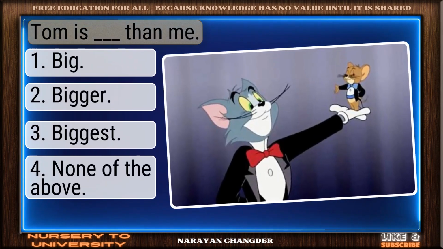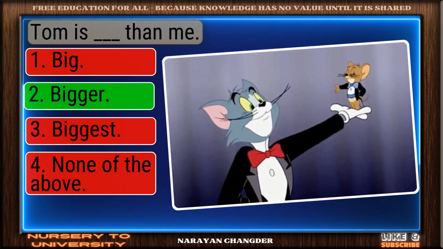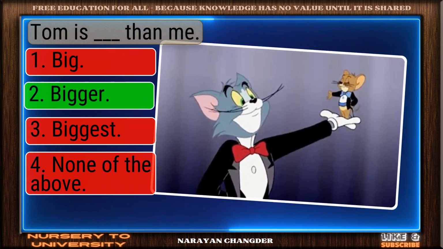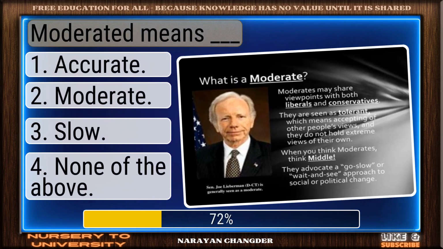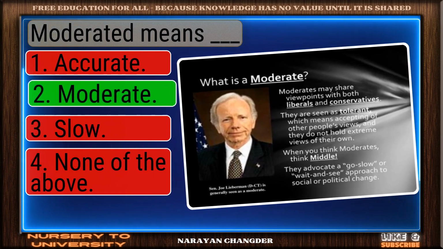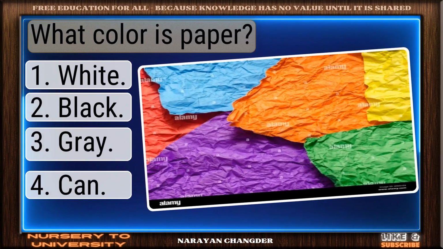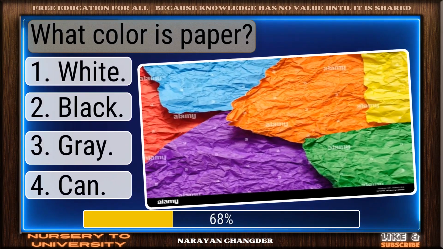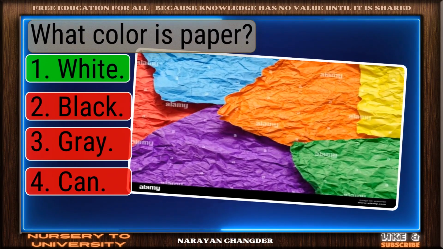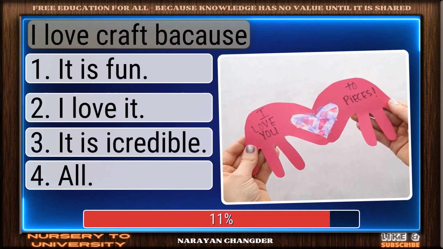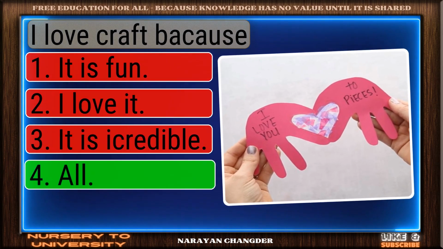Tom is dash, then me. Strong choice, bigger, is the right answer. Moderated means dash. Great job. Moderate is the accurate answer. What color is paper? Excellent. White is a brilliant choice. I love craft because. Well done. All is the right choice.